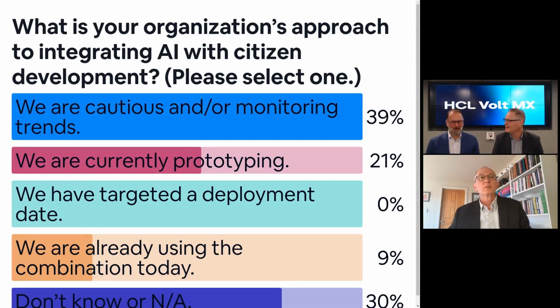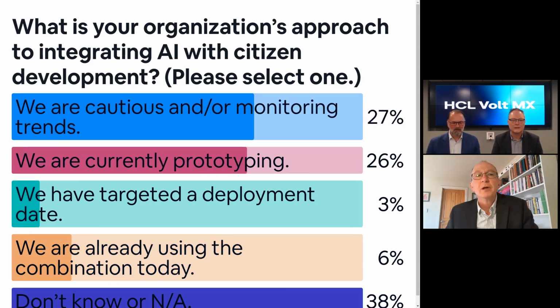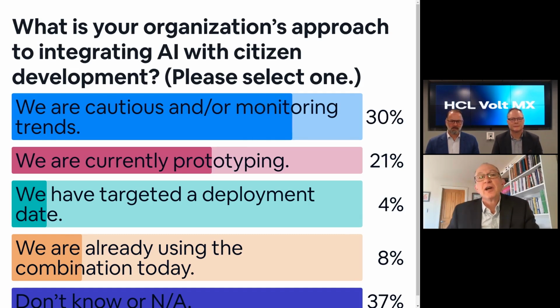Yeah, not a surprise. The votes are coming in a little faster this time. It looks like A and B are in the lead. Not counting, again, the majority of people haven't started doing this yet, so they're here to learn, basically. But there's a fair number of people who are monitoring trends, and then a few people who have started to prototype. And again, a cautious approach, it's not surprising to me that's what's happening here.